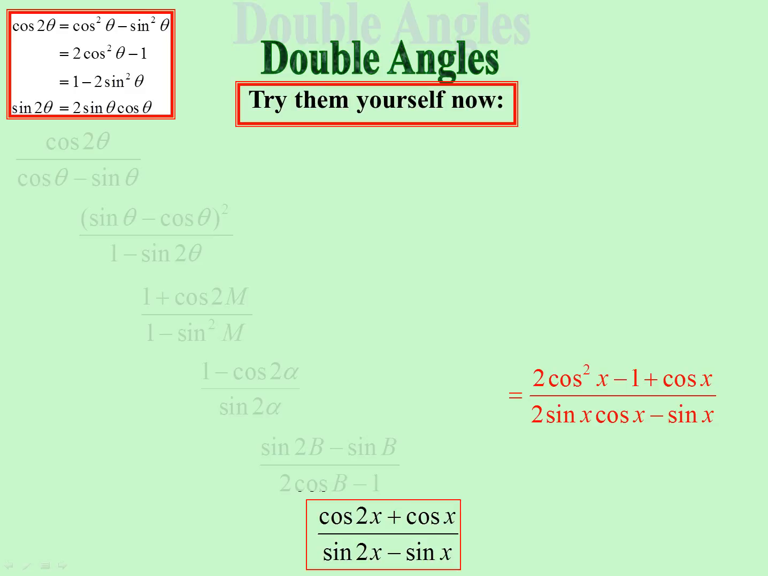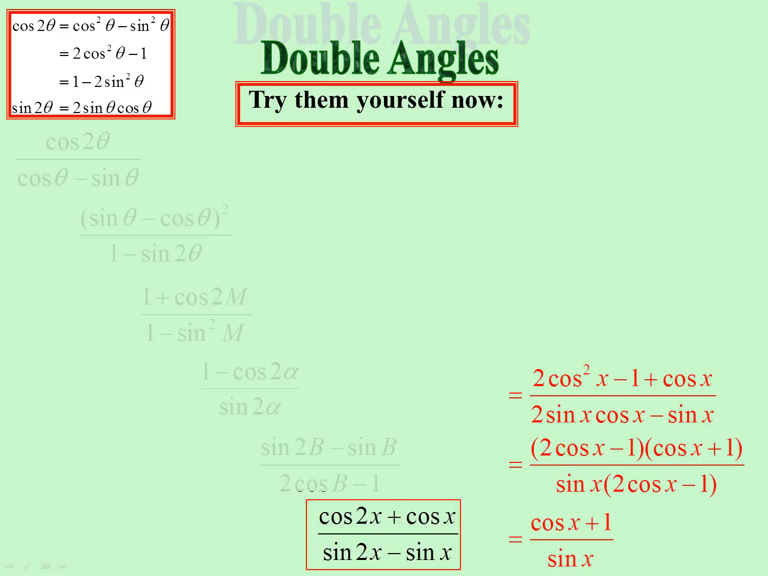I've expanded sine 2x to 2 sine x cos x. Top line factorizes to 2 brackets as a quadratic trinomial. Bottom line, common factor, sine x. There we have a 2 cos x minus 1 common to the numerator and the denominator. Cos x plus 1 over sine x. Final answer.